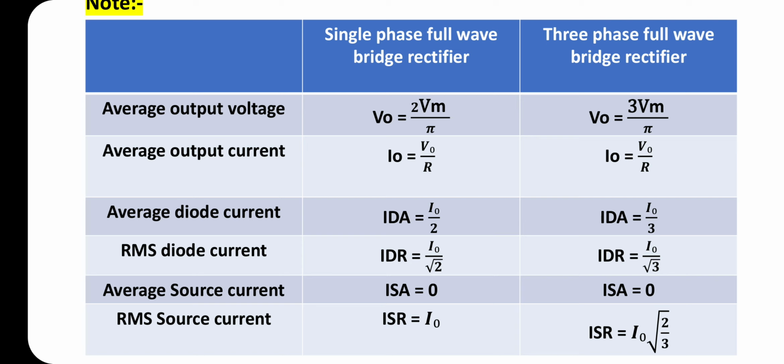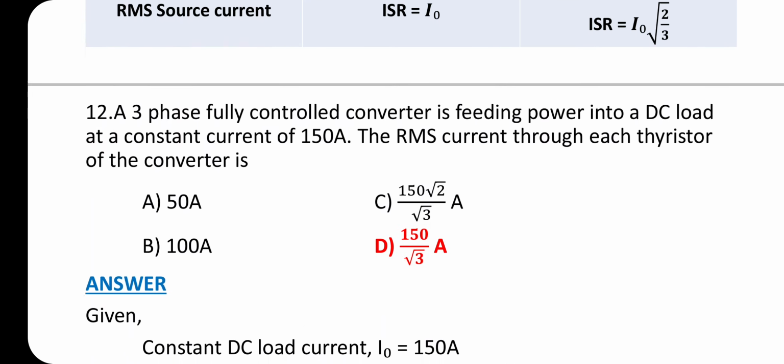is I0 by 3. RMS diode current for single phase full wave bridge rectifier is I0 by root 2. For 3-phase full wave bridge rectifier it is I0 by root 3. Average source current ISA is 0 for single phase full wave bridge rectifier and 3-phase full wave bridge rectifier. RMS source current ISR equal to I0 for single phase and ISR equal to I0 into root 2 by 3 for 3-phase full wave bridge rectifier.